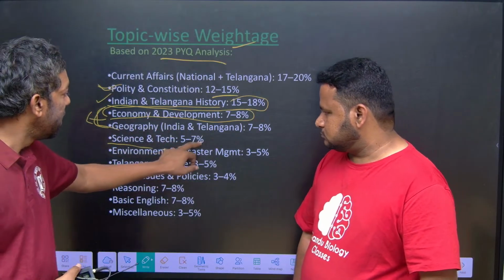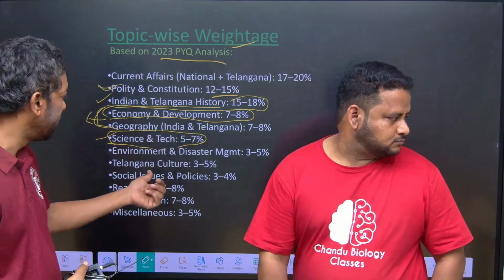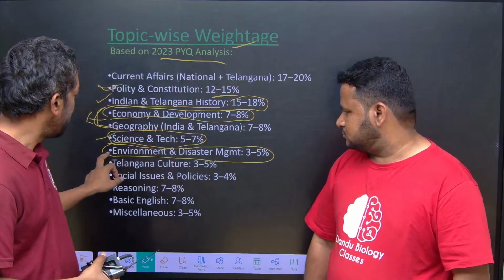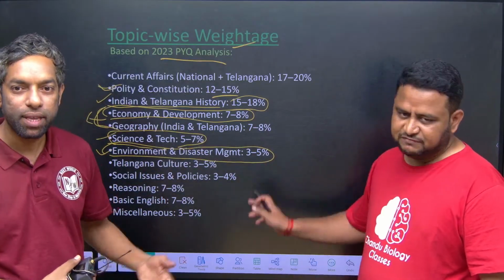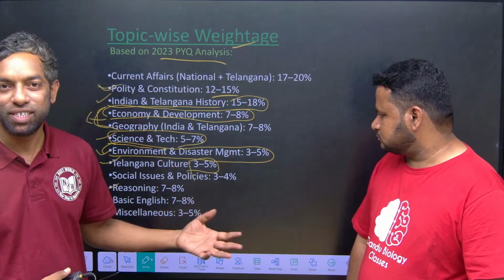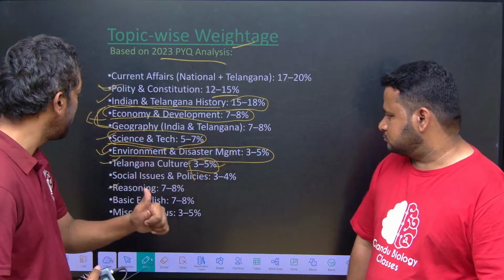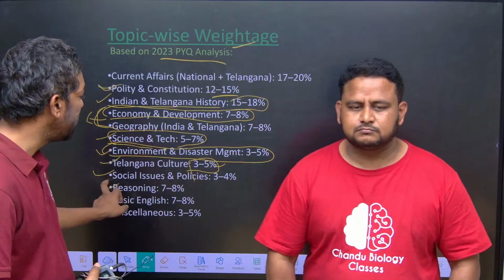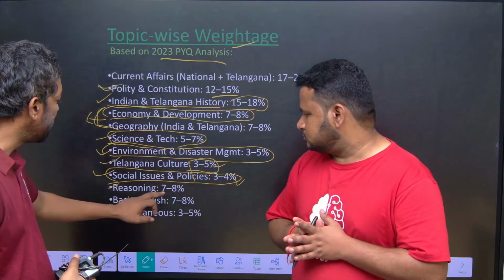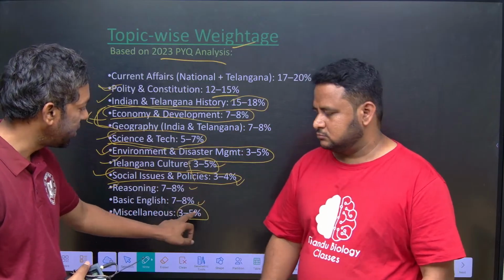Science and technology is 5 to 7%, mostly 7%. They give more weightage to current trends. Environment and disaster management will take more than 5%, and this varies in recent years. Telangana culture is where they can ask some festival names and some terms, related 5%. Social issues and policies also come under Telangana, 4%. Reasoning is 8%, basic English 8%, and miscellaneous, like Telangana-related questions.